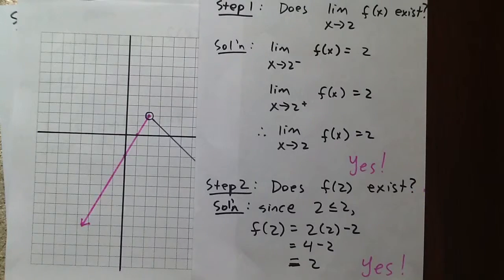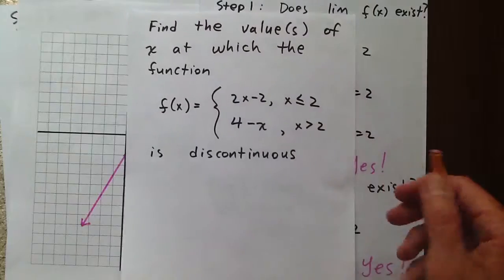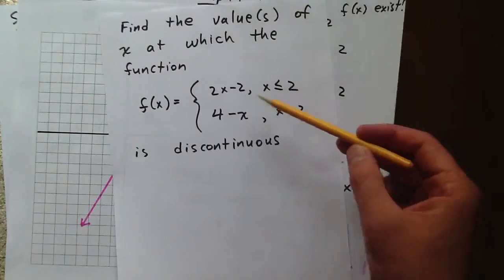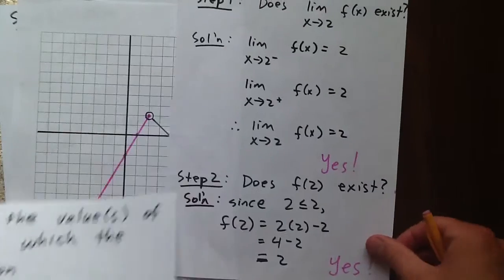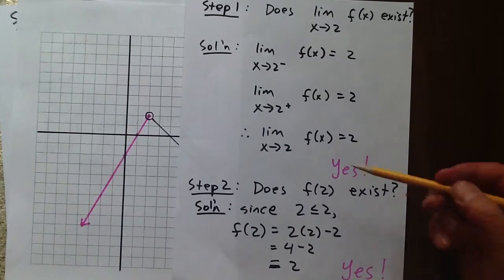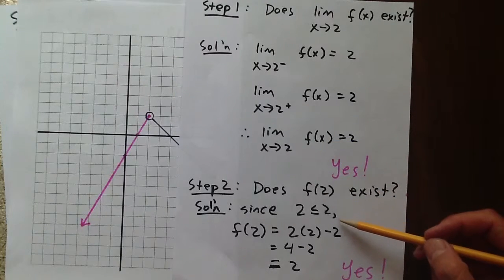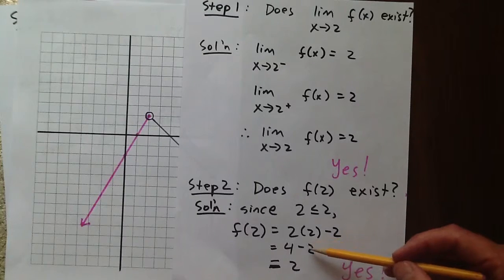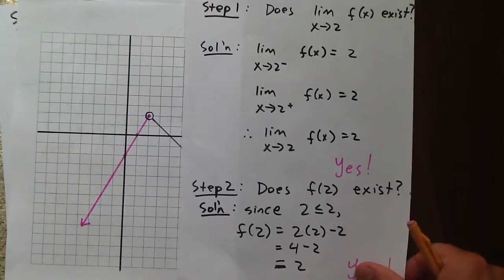Well, since 2 is less than or equal to 2, recall our original function, for any x value less than or equal to 2, the governing statement is 2x minus 2. Well, since 2 is in that left-hand domain, we see that f at 2 is equal to 2, and therefore it's safe to say that yes, f at 2 actually does exist and equals 2.